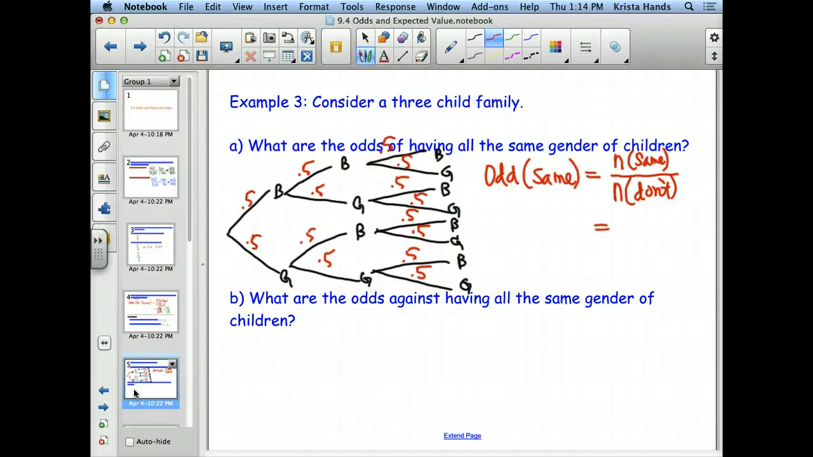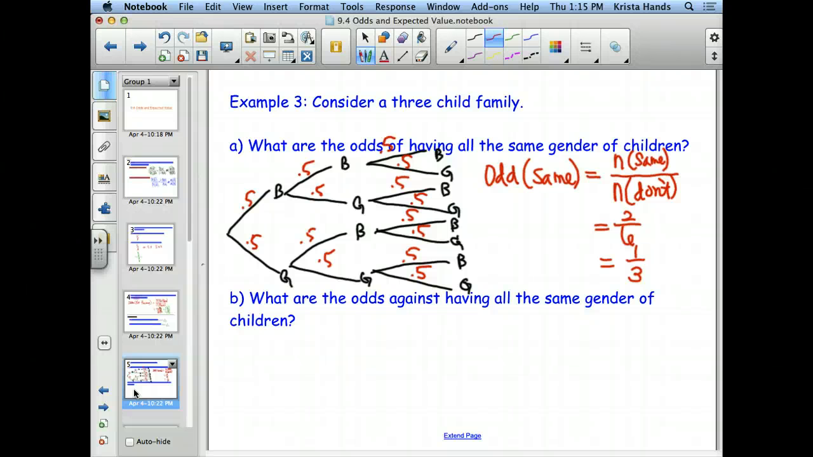So how many ways do I get the same gender of children? There are 2. I can either have all boys, that's my top branch, or all girls, which is my bottom branch. There are 2 ways that I get a family that has all the same gender of children. How many ways do I not get that? There are 6. There are 6 ways that I get some combination of boys and girls. And if I reduce this, I get 1/3.